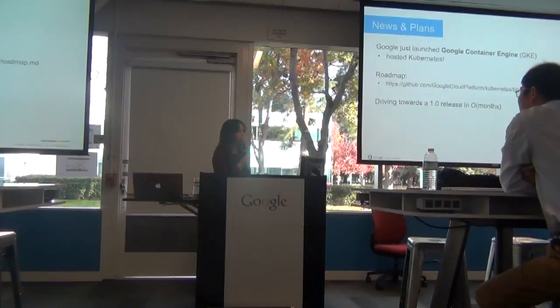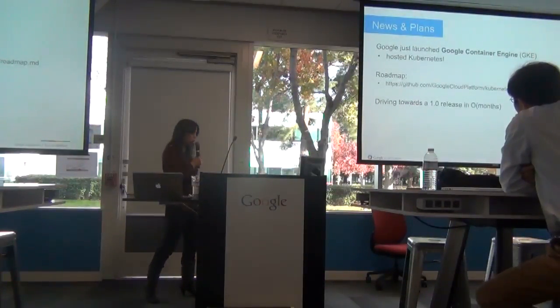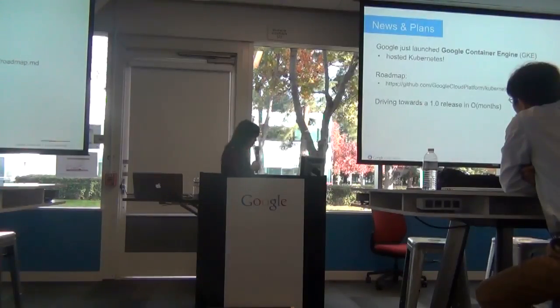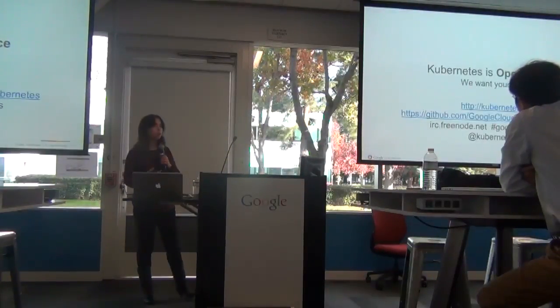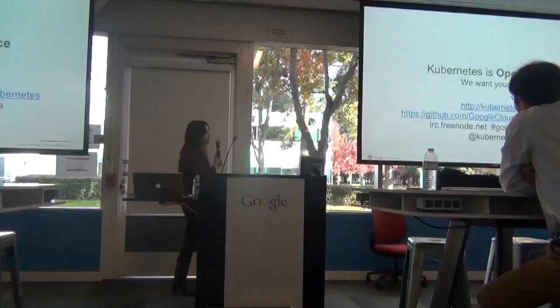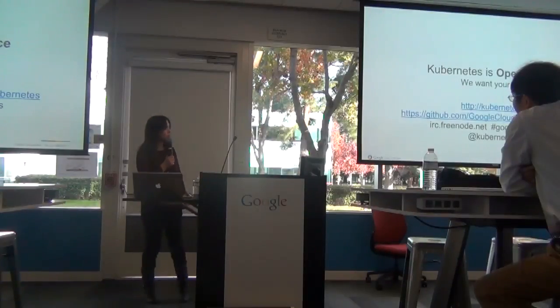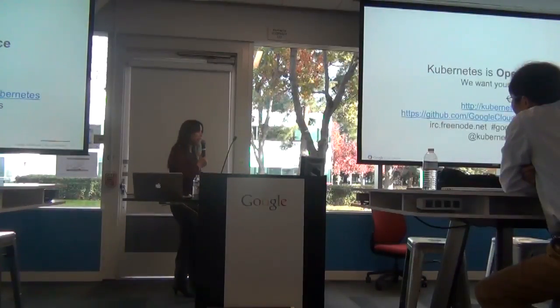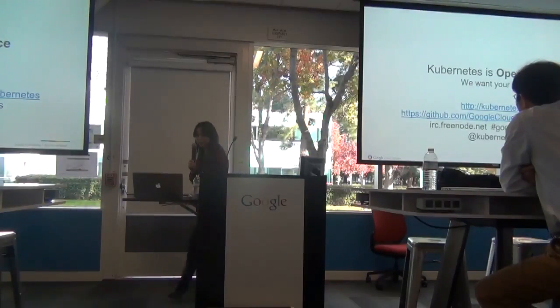I think right now we just released 0.6, I think last week. And sometime in Q1 we want to have a production release, the 1.0 release. And this is open source, so we want your help. If you go to the Kubernetes GitHub, you can see a lot of issues have a label called help. And so you can pick up those kinds of things.